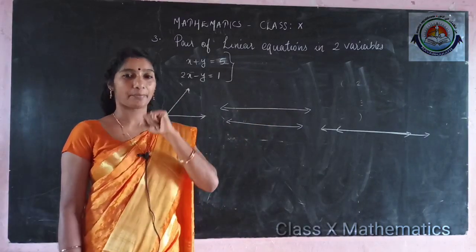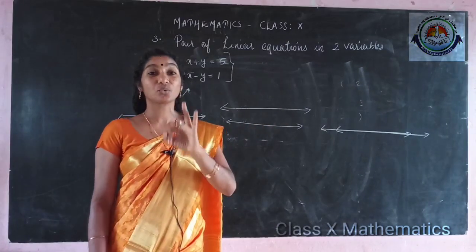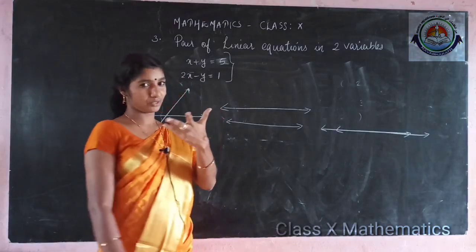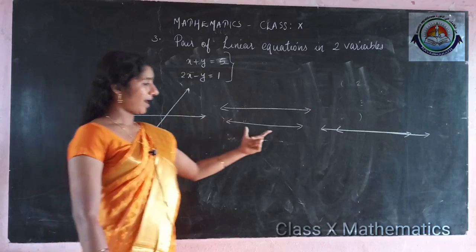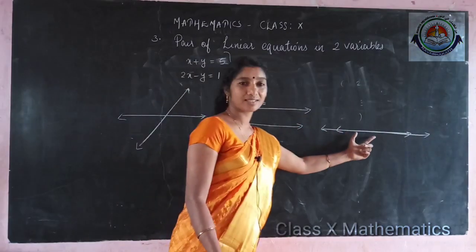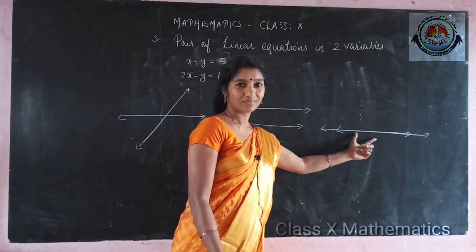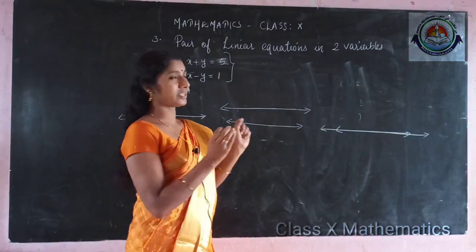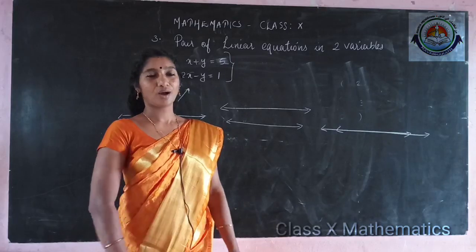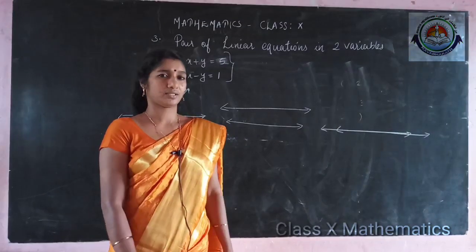Three situations happen. That is the suitable word. Which are the three situations? Intersecting, parallel, or coincident. So we should think about the solutions in these three situations. What do you mean by solution?